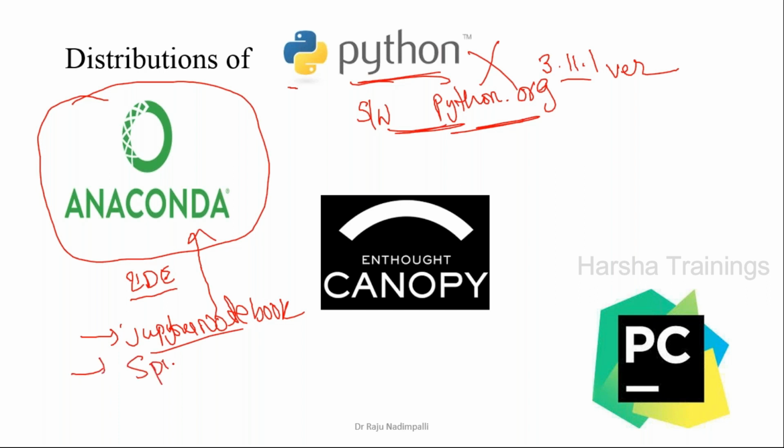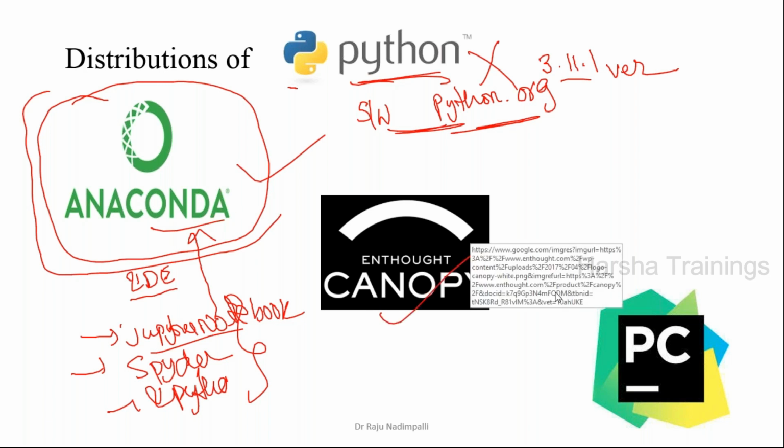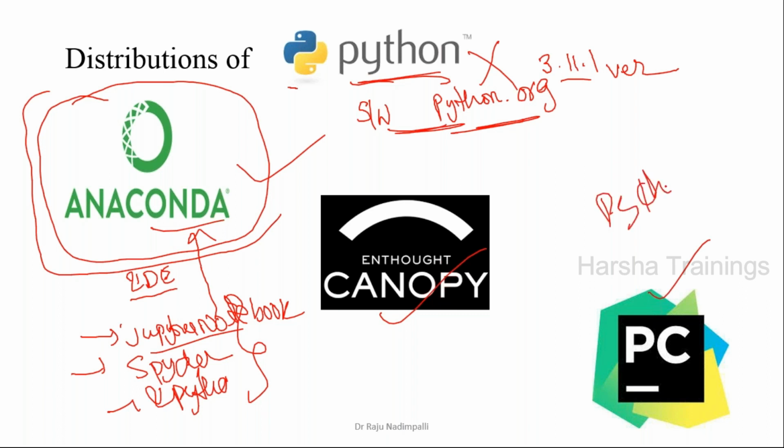The second one is Spyder. The third one is IPython. So you get three IDEs if you install the software. For the last five years, I have been asking all my students to use Anaconda itself. There is another software called Canopy, and another called PyCharm. Some students are interested in working with PyCharm. Some students use VS Code, Visual Studio Code.